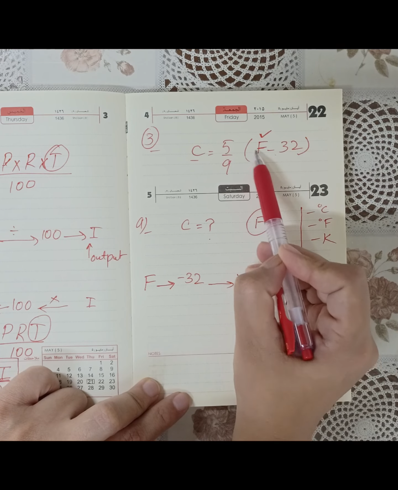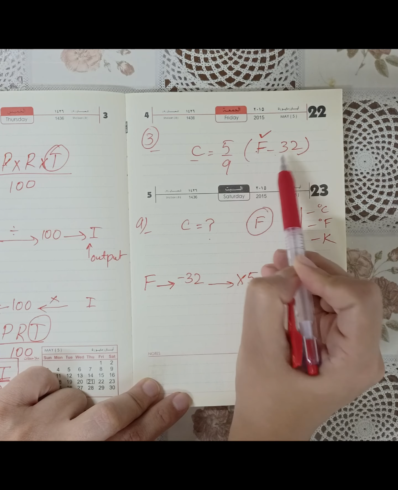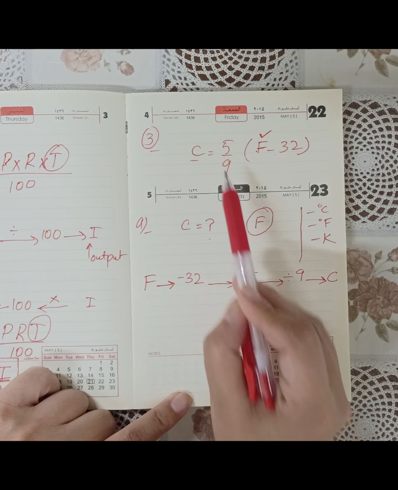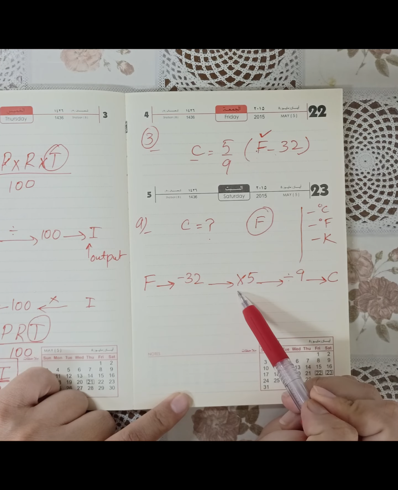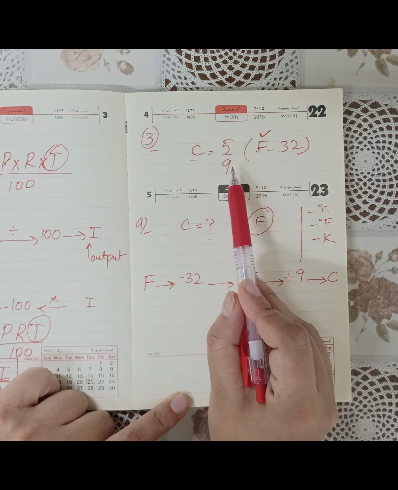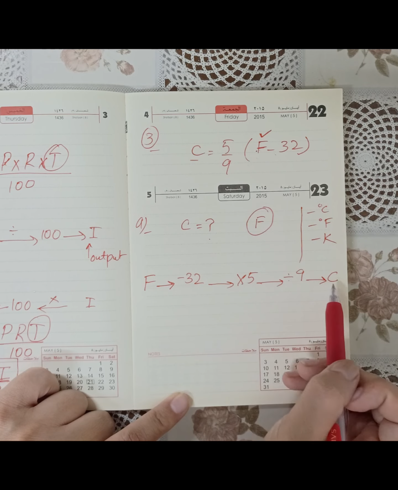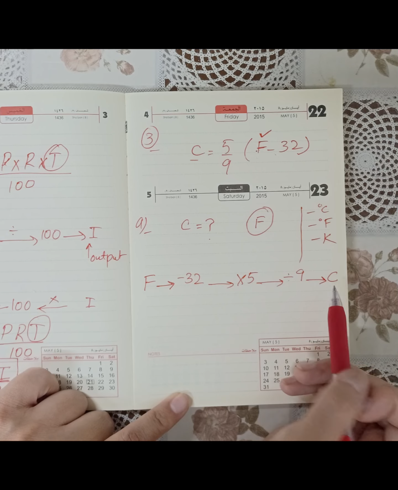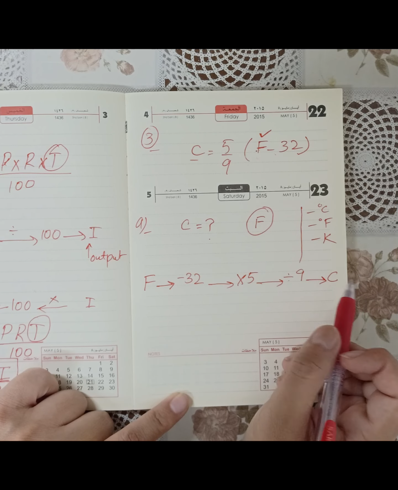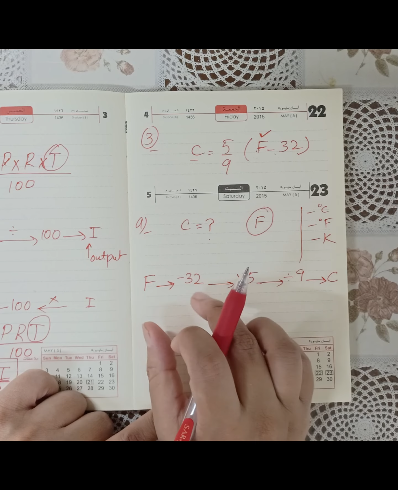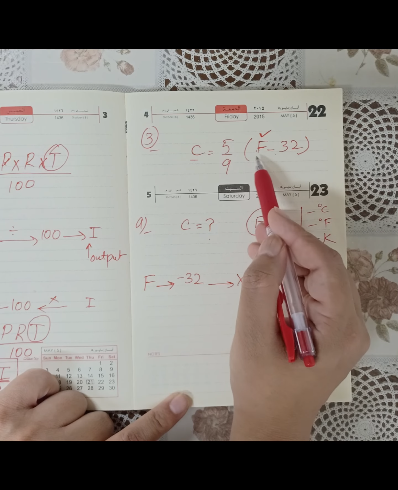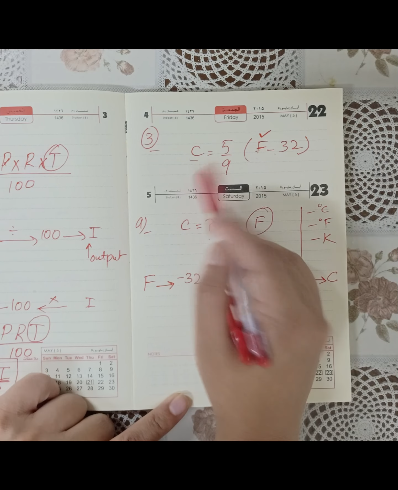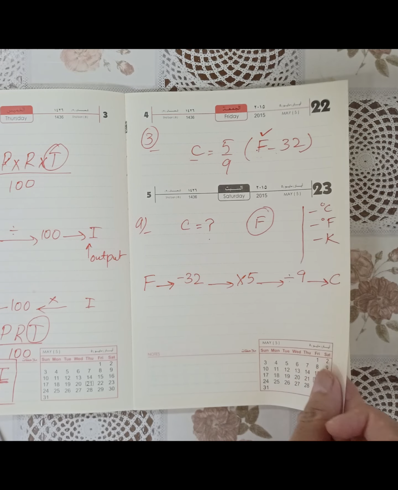Okay, first if I have F, I will subtract 32. Then I will multiply it with 5 and I will divide the whole answer by 9 to get Celsius or C. This is our first part. And we have to use this machine. We have to put the value of F and then we will get the value of C.